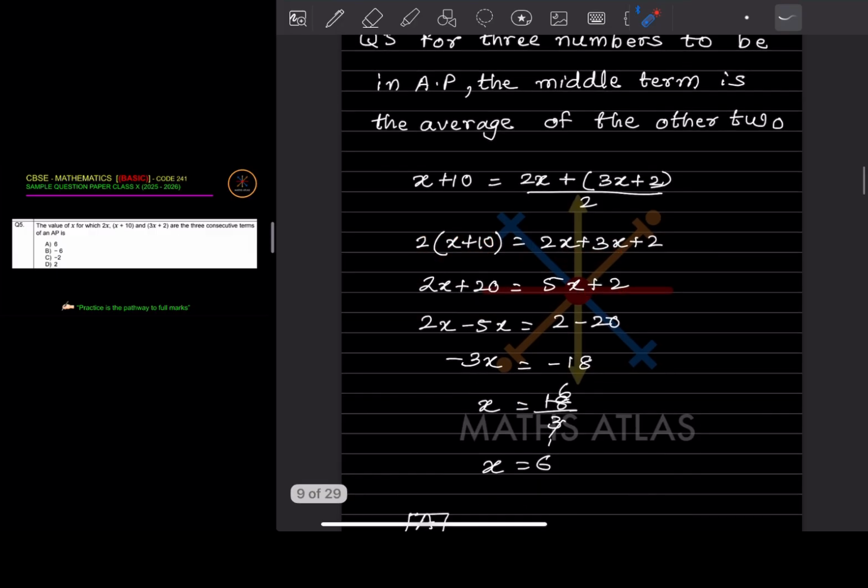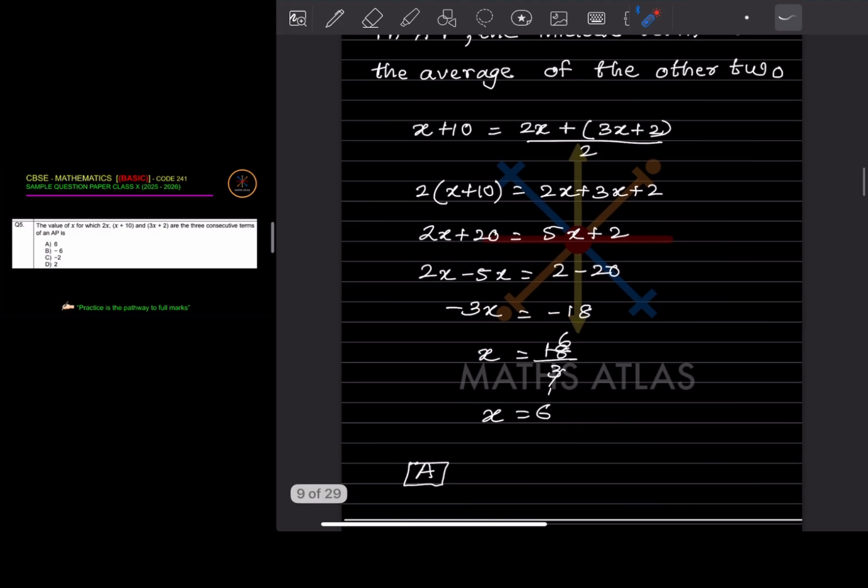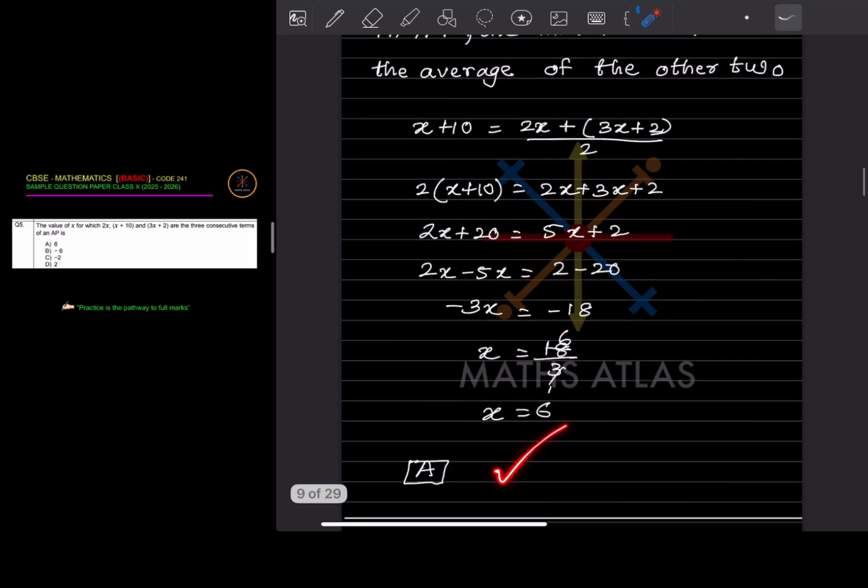After solving this one, 2x minus 5x will be 2 minus 20. So here will be minus 3x is minus 18, minus 20 plus 2. So both the side negative sign means it becomes positive. So x is going to be 18 by 3, which is x is going to be 6, which is the A option.